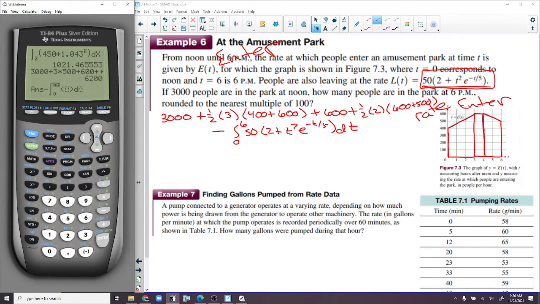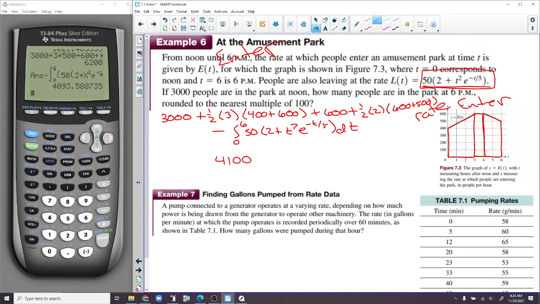But people have left. So we're going to subtract the integral from 0 to 6 of 50 times 2 plus, I can't read my own handwriting, I think that says t squared, e to the negative t divided by 5. Do I need an extra parenthesis? I think I got it. There we go. So 4,009. How many people in the park, rounded to the nearest multiple of 100? So about 4,100 people are in the park.